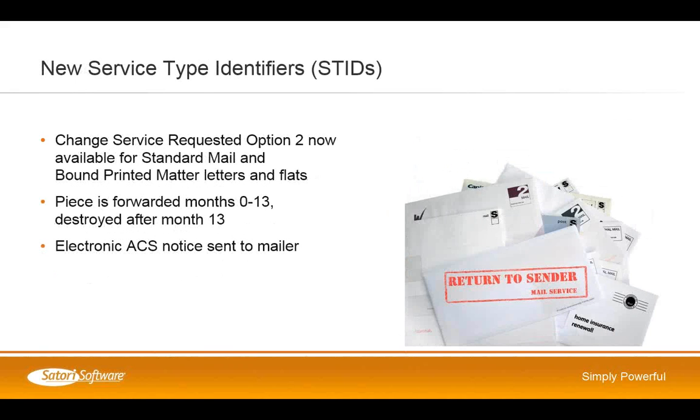So the next thing that I wanted to talk about is everyone's favorite topic, intelligent mail barcodes. Within the intelligent mail barcode, there is a field called the service type identifier, or the STID. The service type identifier is the key field inside the intelligent mail barcode that tells the post office how to handle that mail piece.